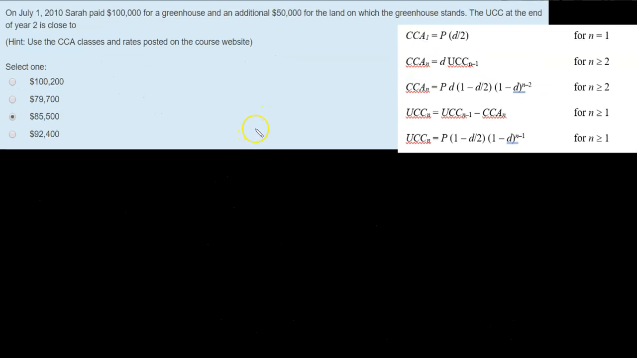Alright, I just want to go over one more problem to solidify your understanding of this topic. Again, we're still dealing with the Canada Revenue Agency. Let's read the problem. On July 1st, 2010, Sarah paid $100,000 for a greenhouse and an additional $50,000 for the land on which the greenhouse stands. The UCC at the end of year 2 is close to. Alright, they want the UCC at the end of year 2.